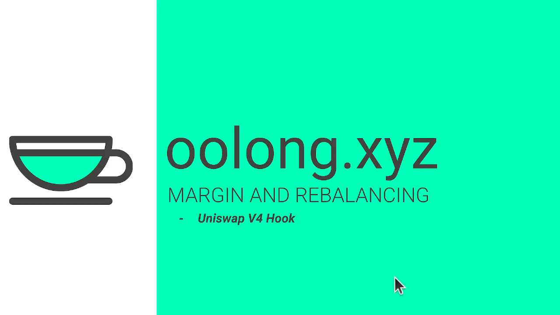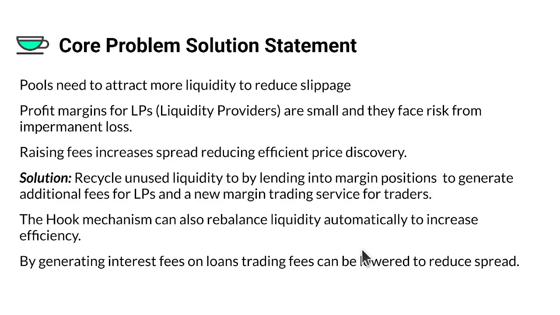This is Oolong, a margin and rebalancing mechanism design for Uniswap v4 hooks. It's well known that pools need to attract a lot of liquidity to reduce slippage and to be efficient. The profit margins for these LPs are pretty small, and they face risk from impermanent loss. Raising fees would give more compensation to liquidity providers, but that increases the spread and reduces the efficiency of price discovery.